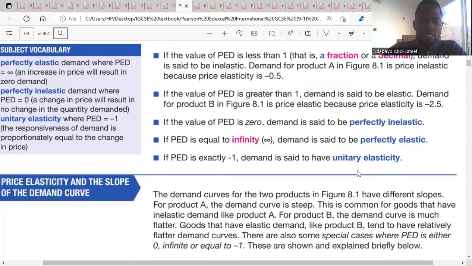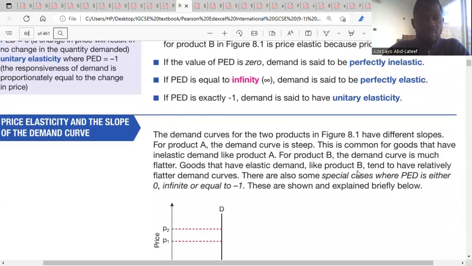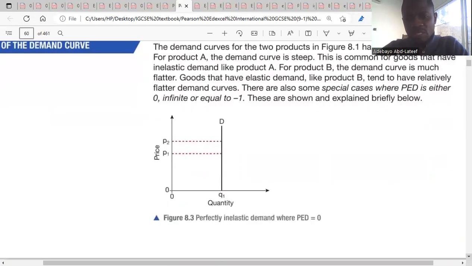Is it clear? Then we go to price elasticity and the slope of the demand curve. Look at the graph we have here. What you have to take notice of is that the demand curve here is vertical. If it is vertical, it is inelastic. Perfectly inelastic. So if the demand curve is vertical, it means that the PED is perfectly inelastic.